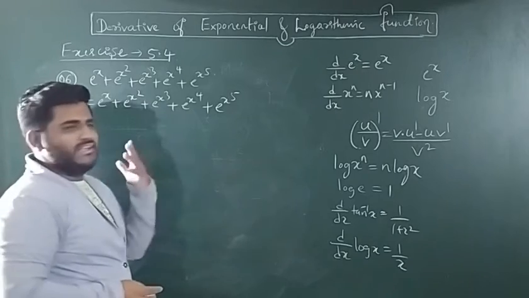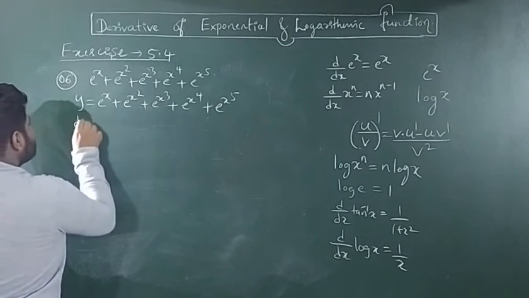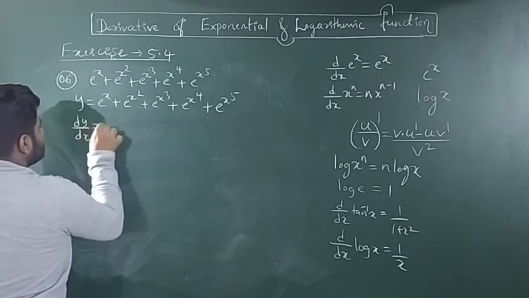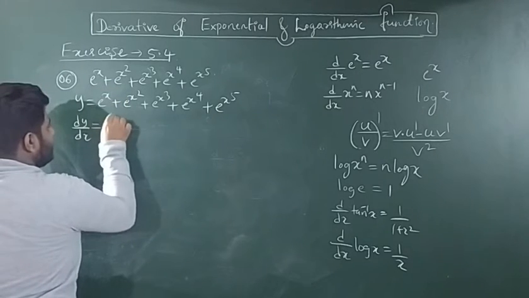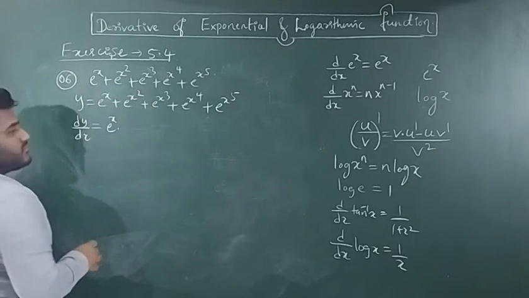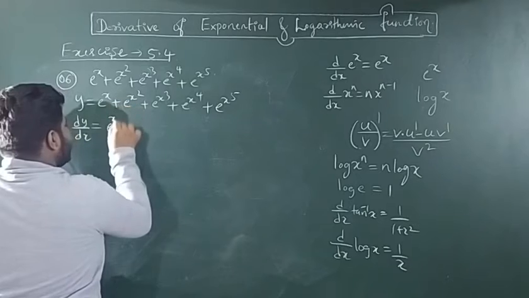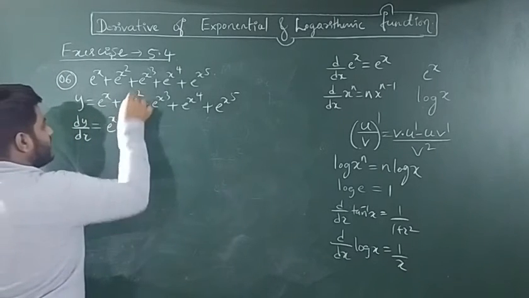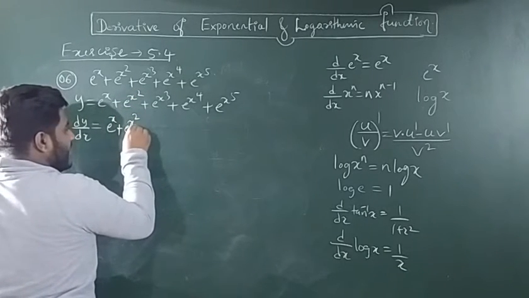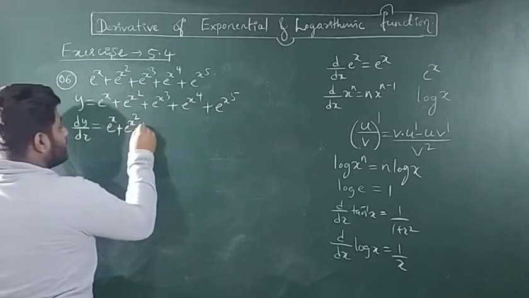Now go on differentiating. That's it. Differentiation of y is dy by dx. Differentiation of e raised to x is e raised to x. Differentiation of e raised to x square is, plus sign is there, you write plus. e raised to x square differentiation is e raised to x square into differentiation of x square we have to take.